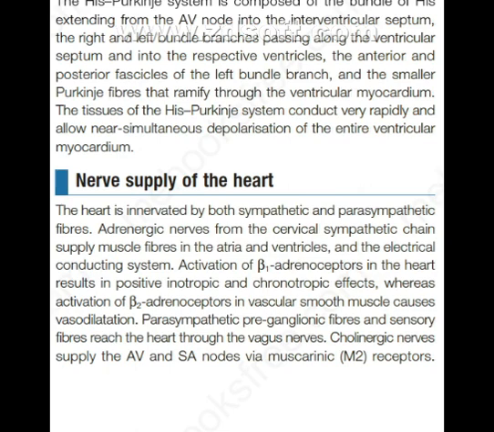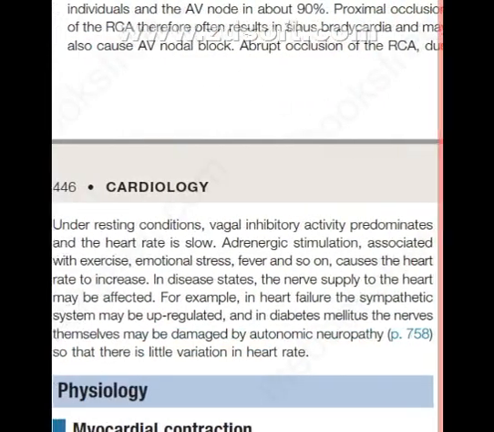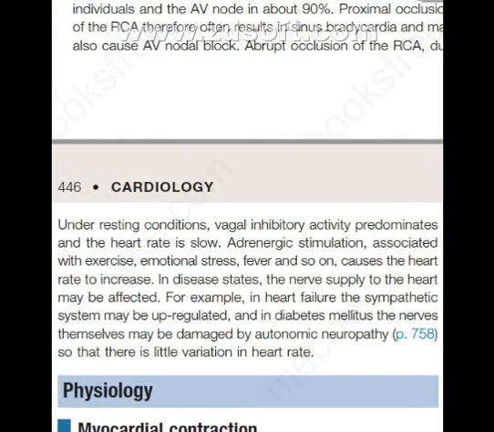Parasympathetic preganglionic fibers and sensory fibers reach the heart through the vagus nerves. Cholinergic nerves supply the AV and SA nodes via muscarinic receptors. Under resting conditions, vagal inhibitory activity predominates and the heart rate is slow. Adrenergic stimulation associated with exercise, emotional stress, fever, and so on causes the heart rate to increase.